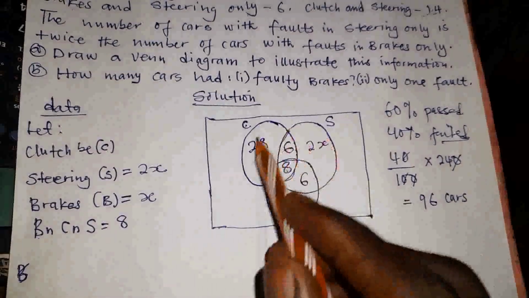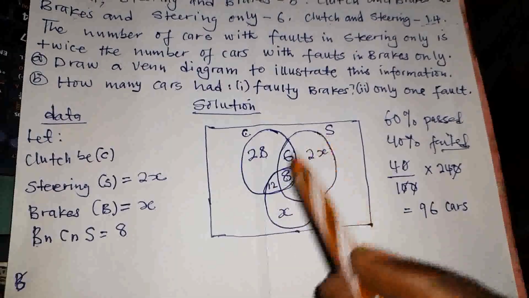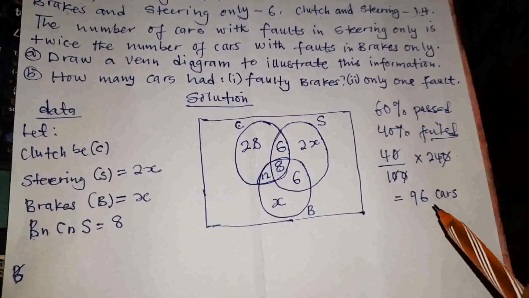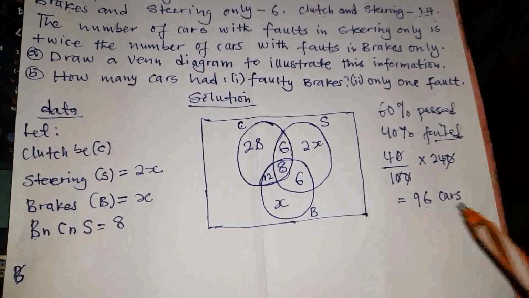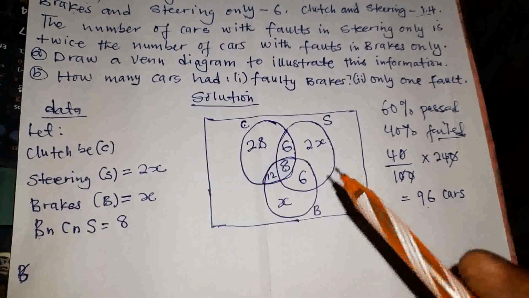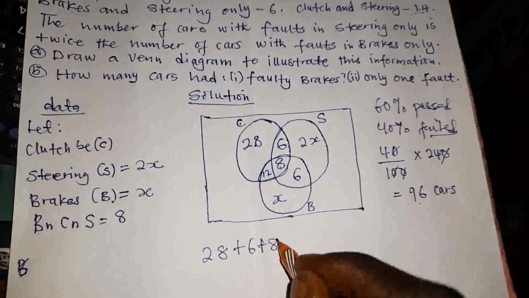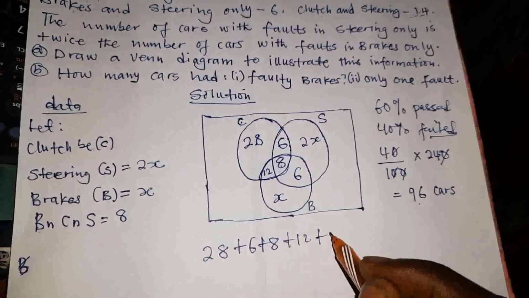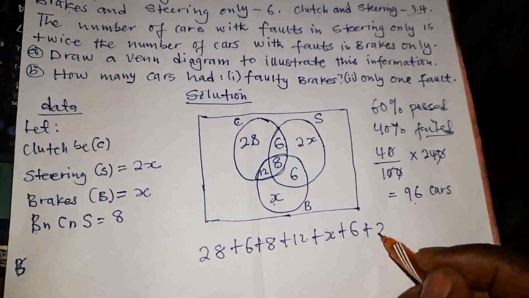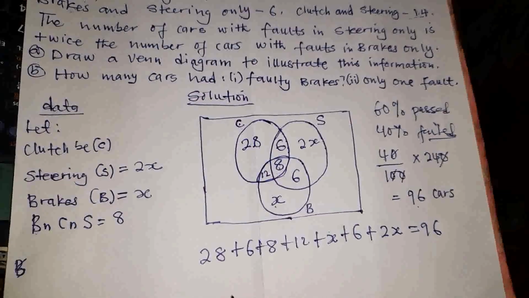Now what is the number of cars that has a fault, that did not pass the test, that failed? We already did the calculation here. That is 40% of the total number of cars, which is 96 cars. So if we add all this, we should be able to get 96. So this is 28. Let's start adding. Plus 6 plus 8 plus 12 plus x plus 6 plus 6 plus 2x must give us 96 cars, right?